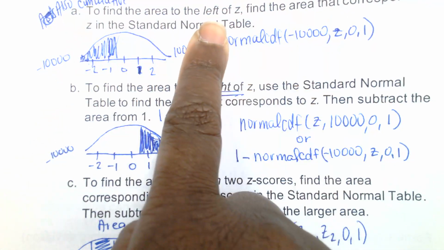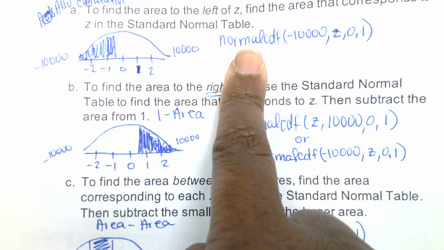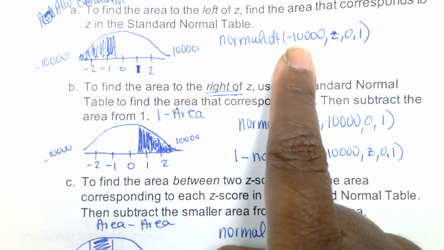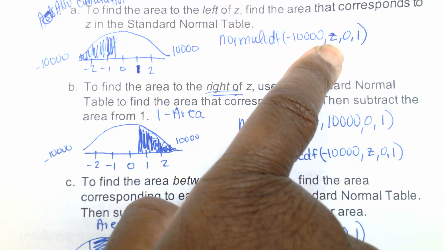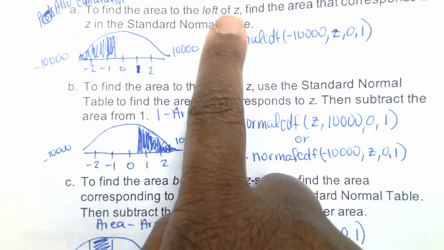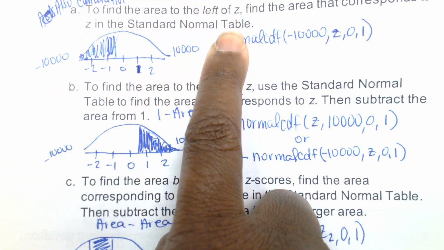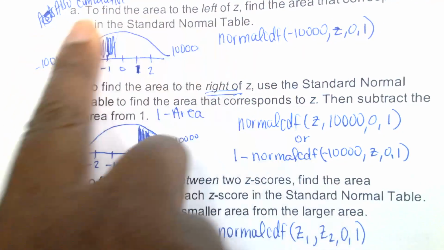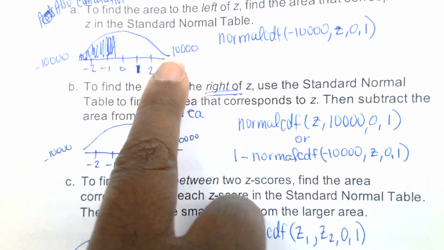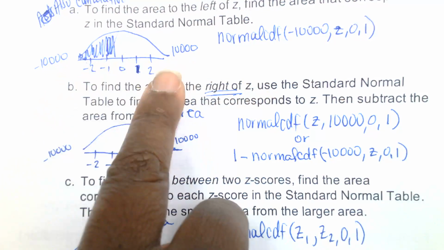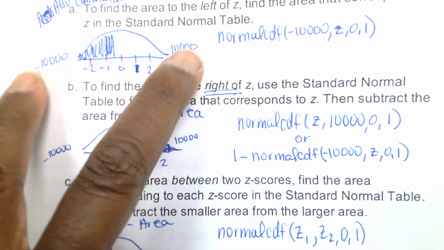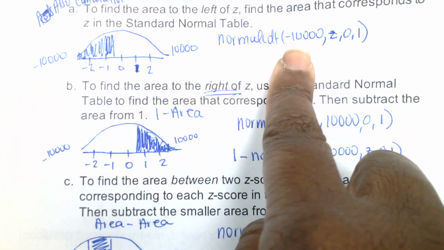So left means if you're working with the calculator, you're going to use normal CDF, negative 10,000, and then your value, mean, standard deviation. If you are using the table, you're going to use the table as is. And your shading, I like to shade, it should look like this, whether we have z-scores as our axis or x values as our axis. You're still going to set up the same way. Negative 10,000, positive 10,000. That just helps us to know what to put in the calculator.